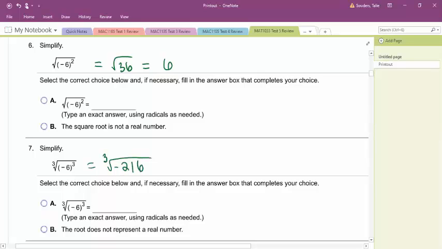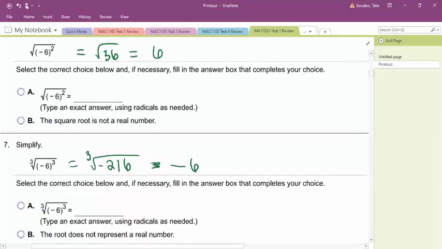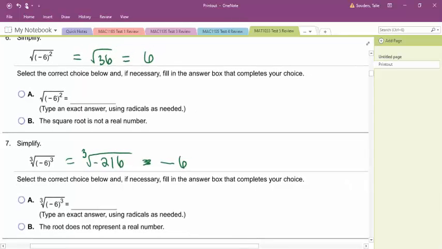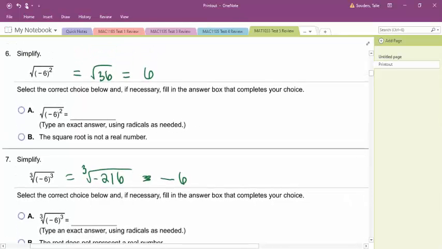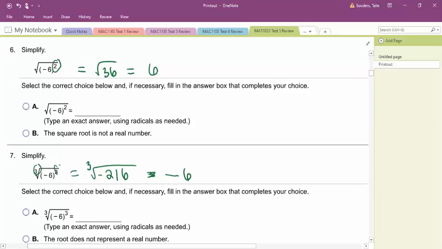And what is the cube root of -216? If you have a calculator, it'll tell you that the answer is -6. The shortcut is when you do a root of a power, they cancel out and you just get the number. But if it's an even root, like in number 6, where this was an even root and an even power, then you get the absolute value of the number. If it's an odd root, here you had a cube root and a 3rd power, then you get the actual number. You don't get the absolute value of the number.